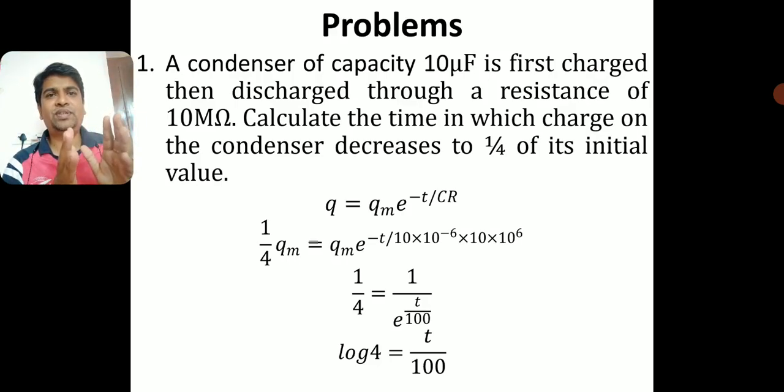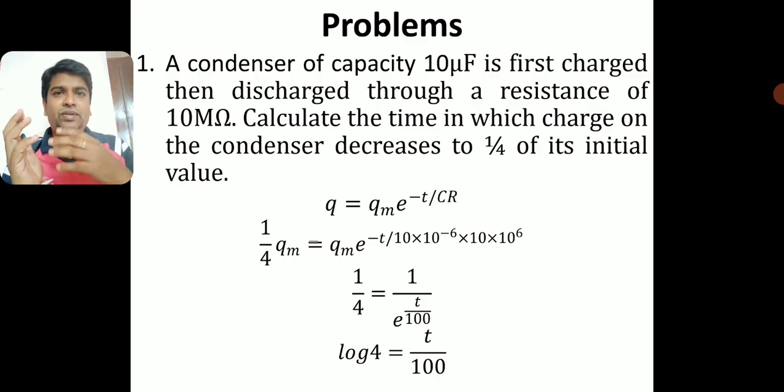After judging which type of circuit this is, you need to know whether it is charging or discharging. We have first charged it and then we are discharging. We are looking at the discharging. The charge decreased to 1/4 of its initial value. Decrease means we are looking for the discharging of charge across the capacitor through this resistor. So undoubtedly we have only one formula to use here. It is discharging of the capacitor through a resistor. It is purely a decay of charge in the CR circuit.